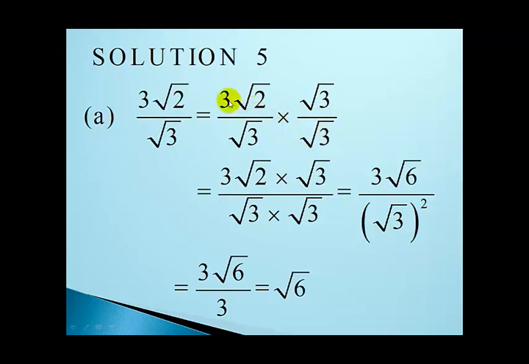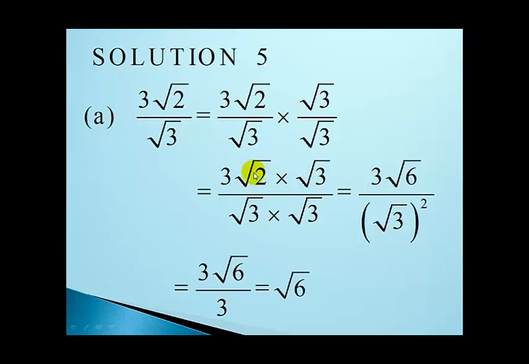Now we have 3 root 2 times root 3. That is 3 root 2 times root 3, all divided by root 3 times root 3. That is how come we have root 3 times root 3 here. Now, the coefficient of the surd root 3 equals 1. So we multiply 1 by 3. And 3 by 1, that is 3 times 1 is equal to 3.